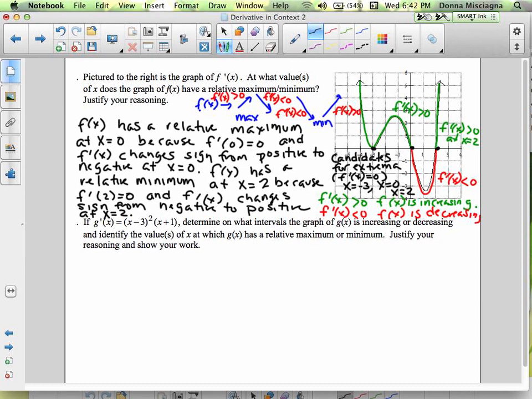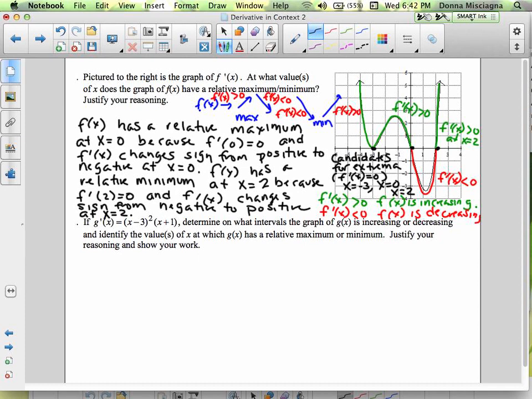Because if g prime of x equals x minus 3 squared times x plus 1, determine on what intervals the graph of g of x is increasing or decreasing, and identify the values of x at which g of x has a relative maximum or minimum. Justify your reasoning and show your work.